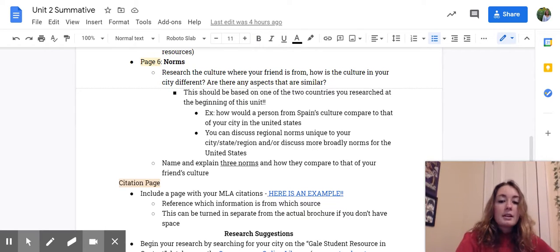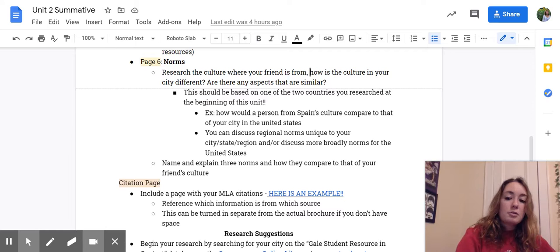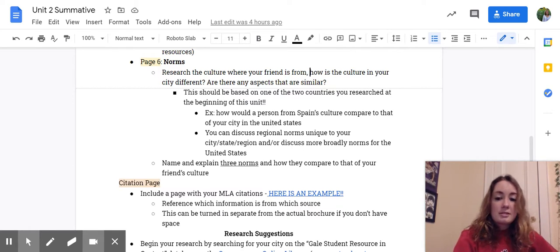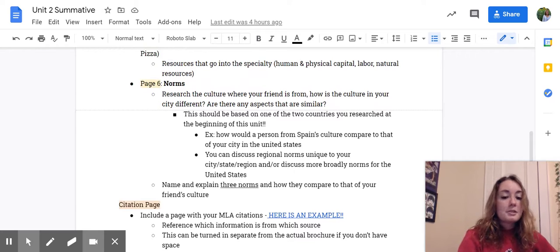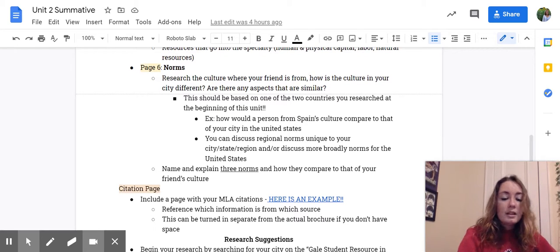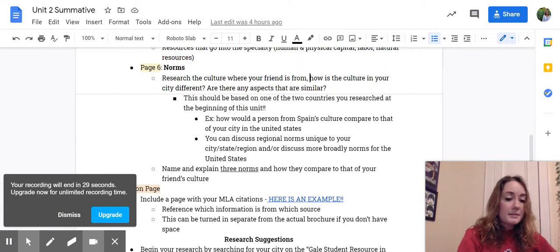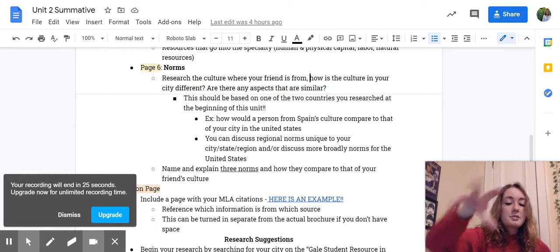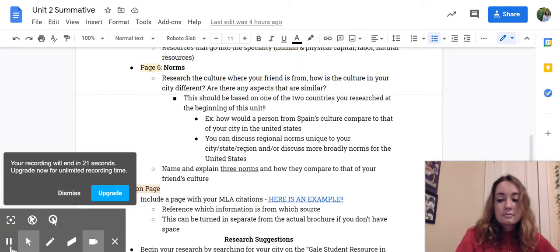So now I want you to talk about how their culture is similar to the city you're researching and how their culture is different. So compare them. You can use CultureGrams for this. Might be a good website to use. And if you can't find stuff specific to your city, you can do more in general, like comparing their country to the United States in general, or at least your region in general.